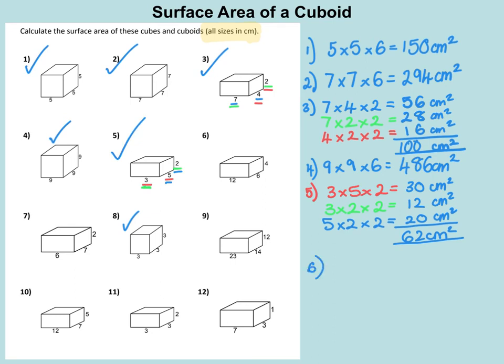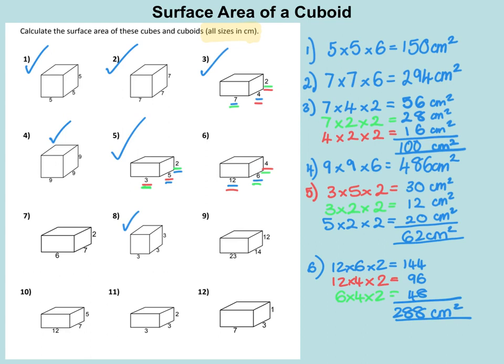On to number 6. A 12 by 6, but there are 2 rectangles of that size. A 12 by 4, but there are 2 rectangles of that size. A 6 by 4, but there are 2 rectangles of that size. Okay, and that's our final answer for number 6 there. Okay, now I'm going to need to rub those out in a minute so I've got more space, so pause it if you're still looking at those ones, okay?